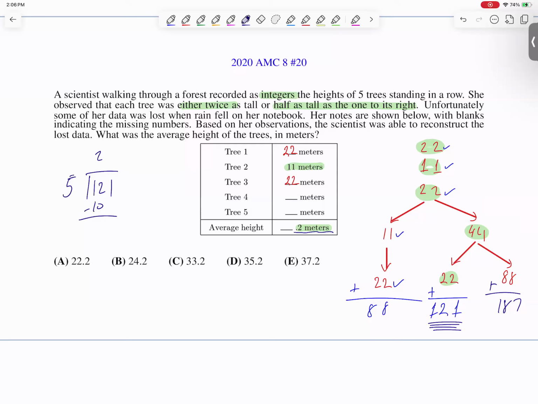2 times 5 is 10, and we bring down the 1 to make 21. 4 times 5 is 20, leaving remainder 1. If we add a 0 point, and 2 times 5 is 10, the remainder is 0. The average height is 24.2 meters. Answer option is B.